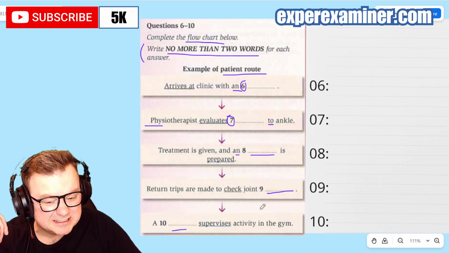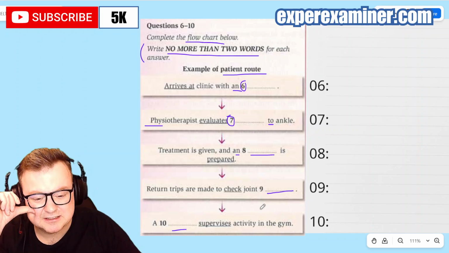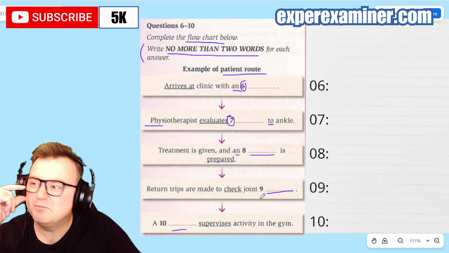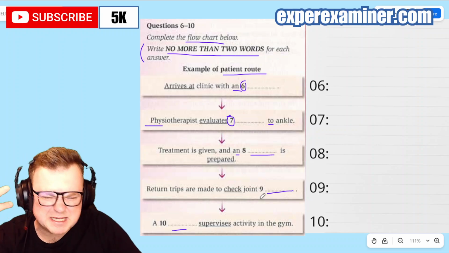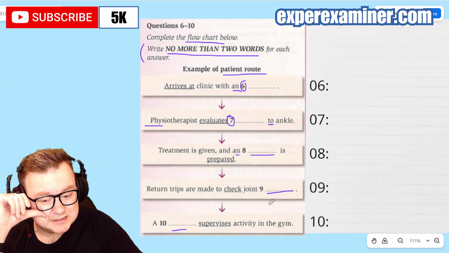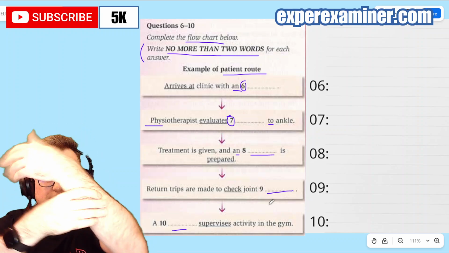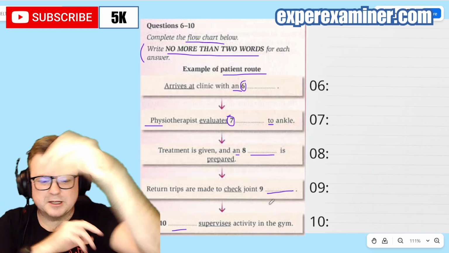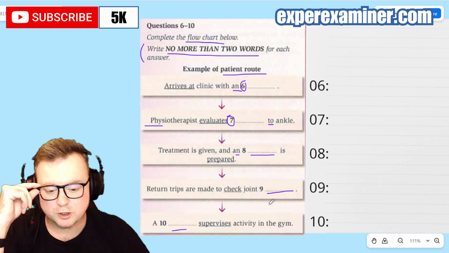Number 9, return trips are made to check joint pain, condition, to check joint. There is a word, flexibility, mobility. Yeah, so joints are your, between your wrist is a joint, your elbow is a joint. That's what physiotherapists often work on, isn't it?